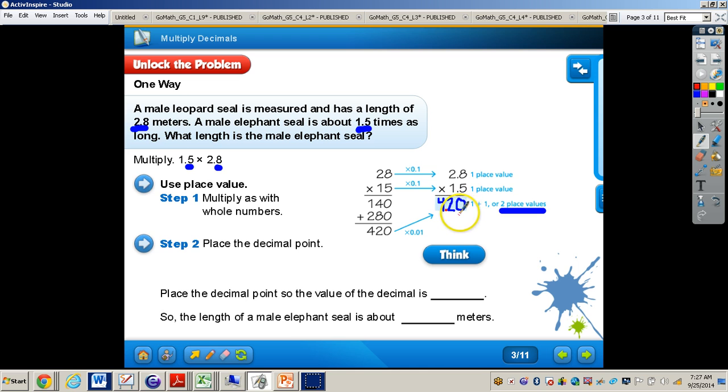Okay, so we can even drop that 0 there. So we're going to place that decimal point, so the value of the decimal we can see is hundredths. Why hundredths? Because we have two places to the right of the decimal. So we'll write hundredths here.